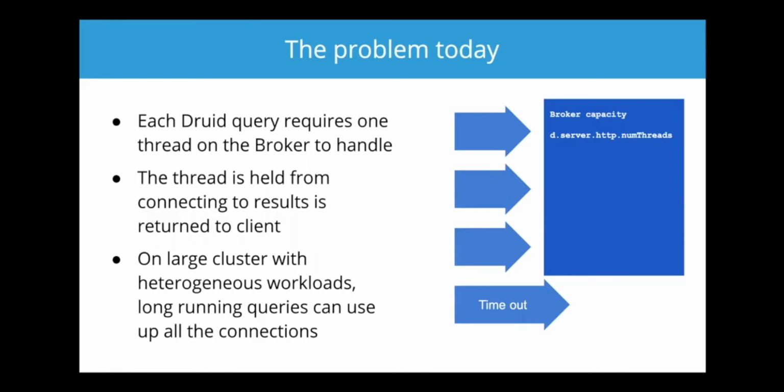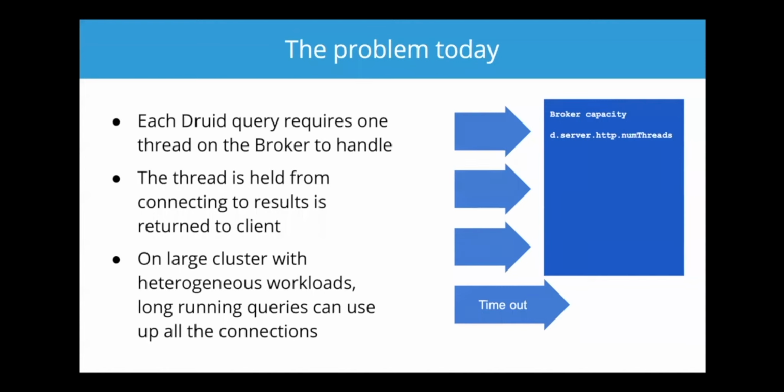The one I want to talk about now, the one that query laning is designed to help with, is Druid server threads. The problem that we're solving is that each Druid query requires one thread on the broker to handle. This is something that's been the case in Druid since the beginning and still remains the case. Every Druid query requires one broker thread. There's a limited number of threads. It's given by this druid.server.http.numThreads parameter. It's usually on the order of a few dozen per broker, so per broker, 40, 50, some odd queries are able to run concurrently.